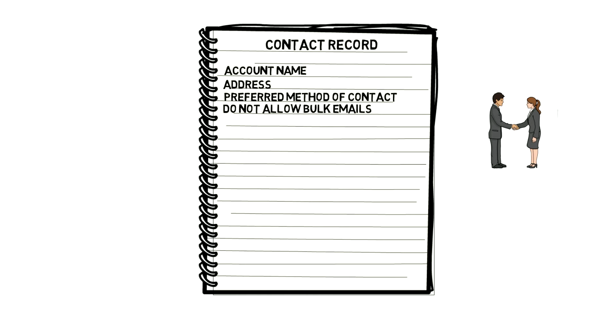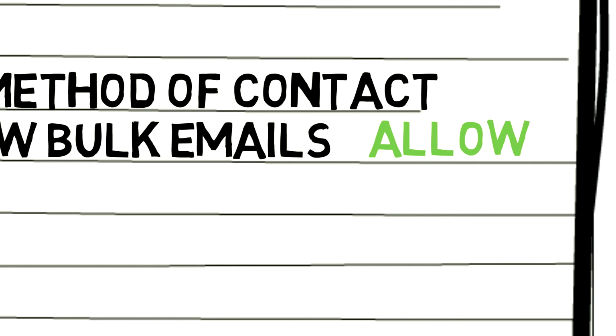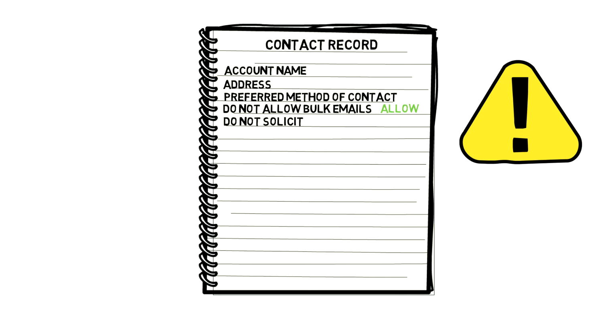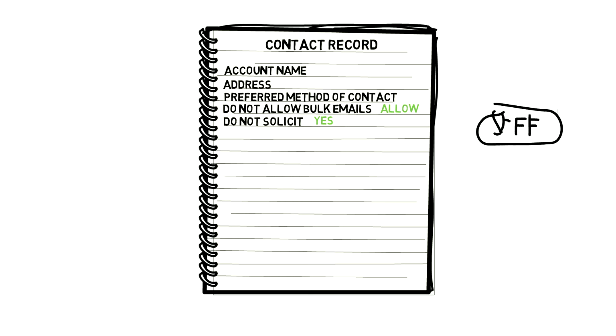Do not allow bulk emails should be marked allow, unless the contact or the overall account has specifically requested to opt out of our B2B mailings. Do not solicit means that no ESA salesperson other than the account owner should contact this individual. Marking this field as yes makes this contact off limits for others. Remember, this restriction applies at the contact level only, not across the entire account.